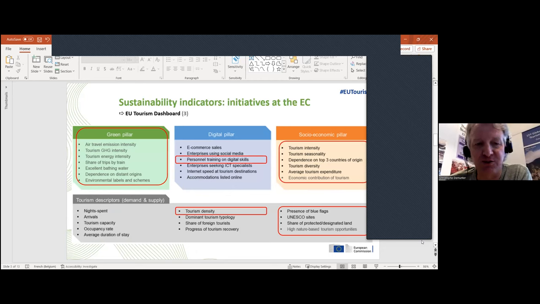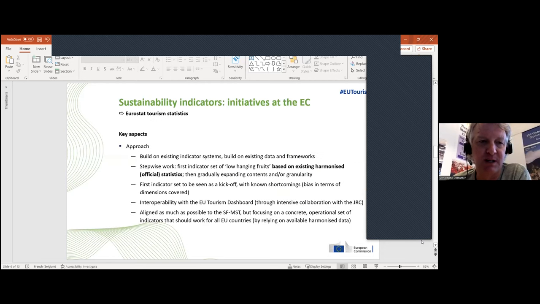Beside these three pillars, there are also some, let's say, basic tourism descriptors, the traditional data of nights spent, capacity in terms of bed places, and so on. Also there are a few that can be linked to sustainability. But as I said, for full information, please visit the dashboard. They also have very good methodological notes on the indicators, how they are composed, and so on.